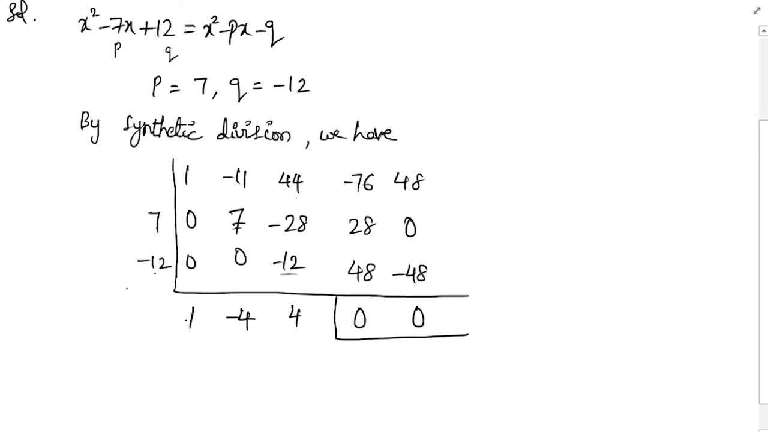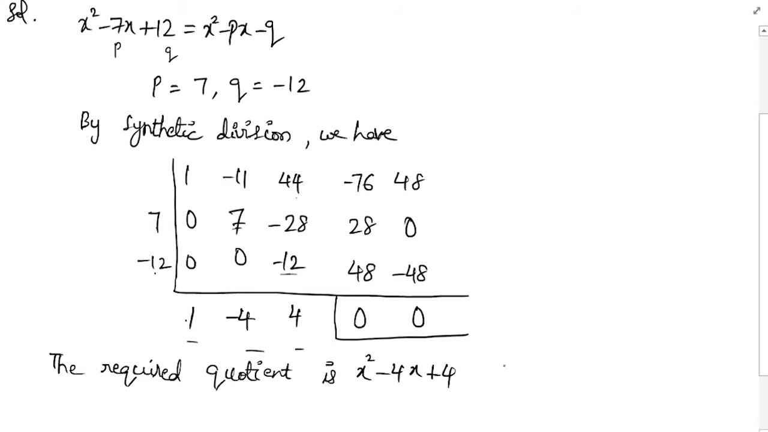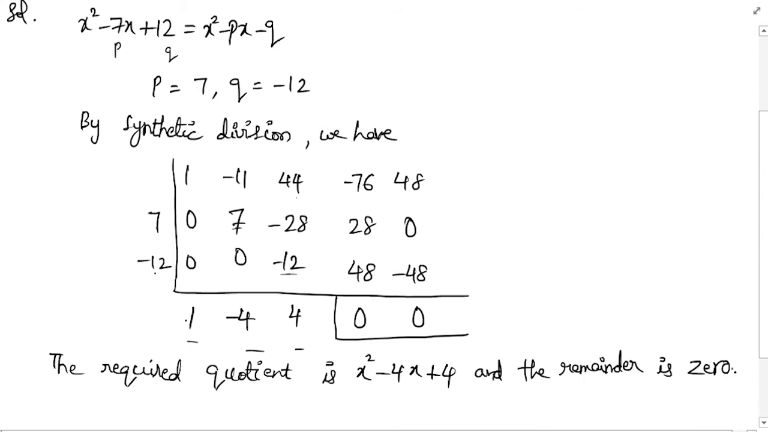So now the required quotient is x² − 4x + 4. And what is the remainder? The remainder is 0. Did you understand how we got this? The required quotient we got from here, and the remainder is 0.